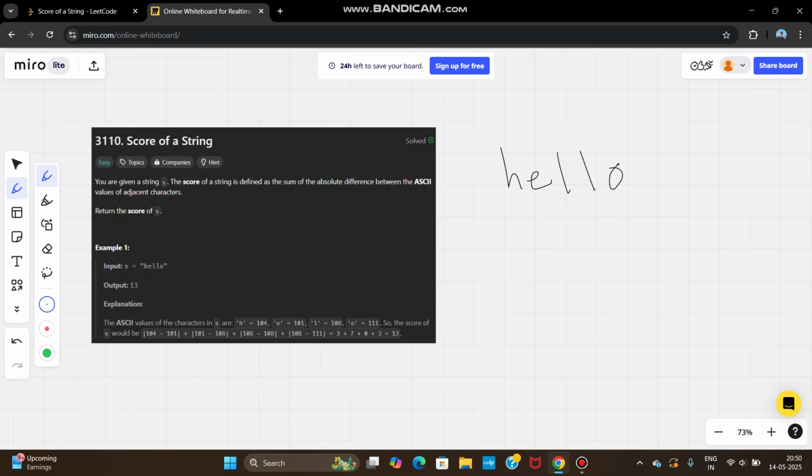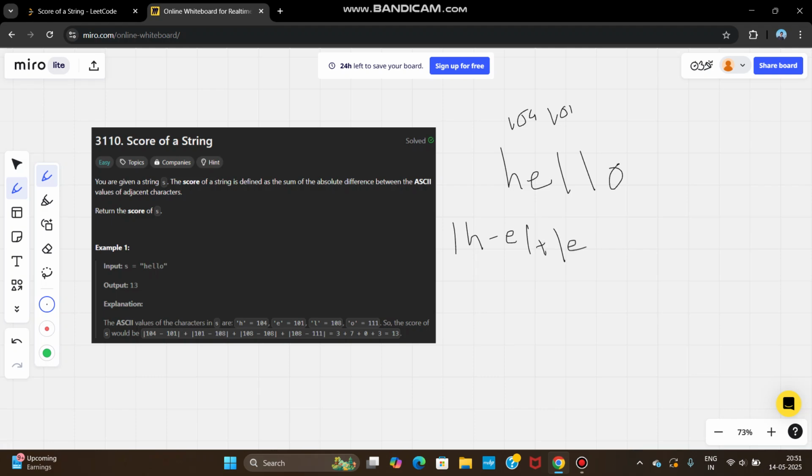Each ASCII value is some number assigned to all the letters of the alphabet. For example, H has 104, E has 101. I'm not quite sure, I think it starts from 97, assigned to A. So what we can do, the problem says that if I do H minus E, I've got to mod it because we don't know what's coming after.